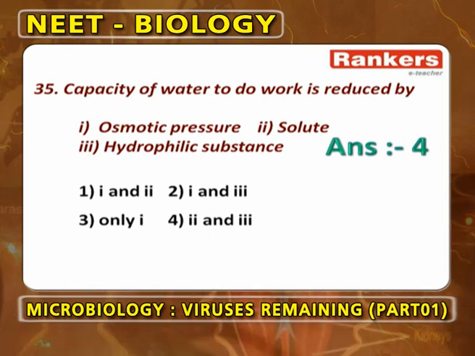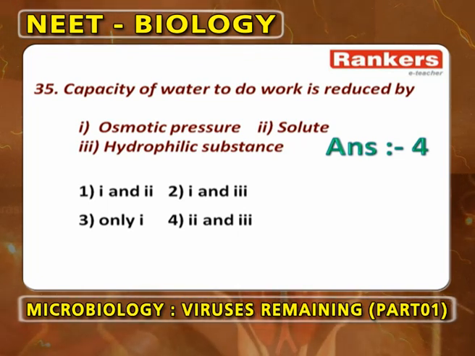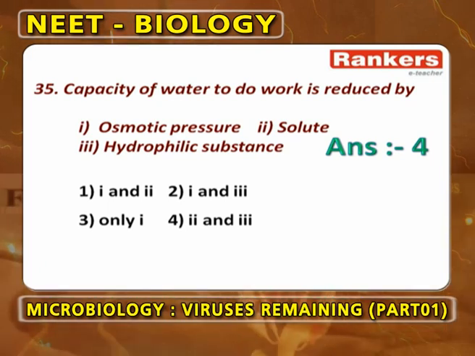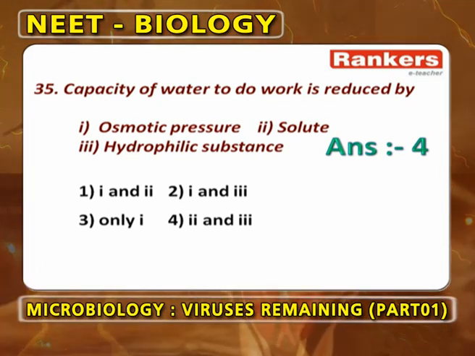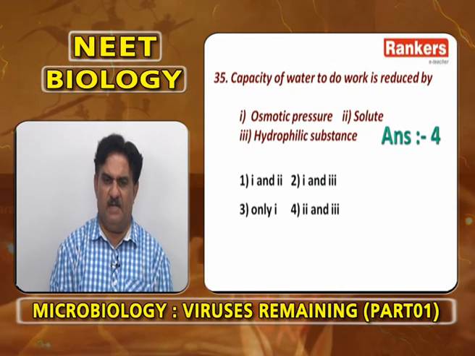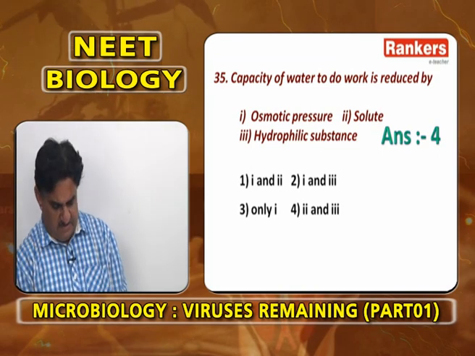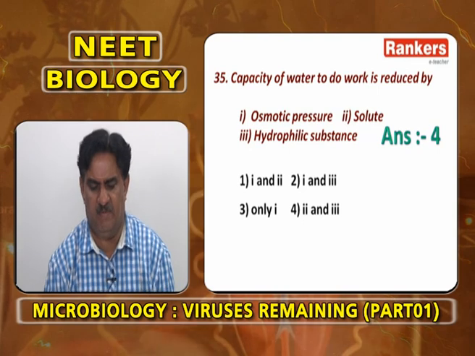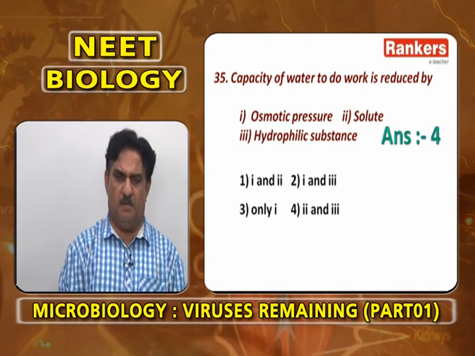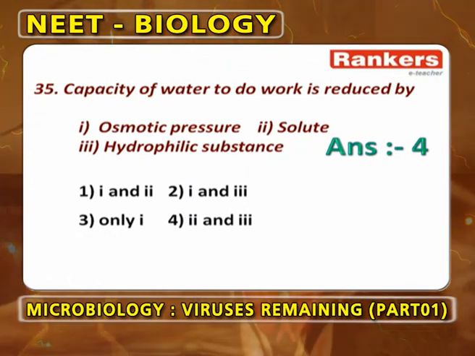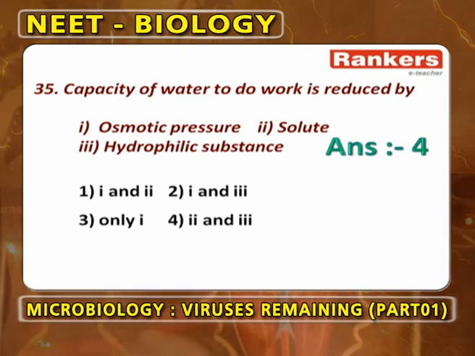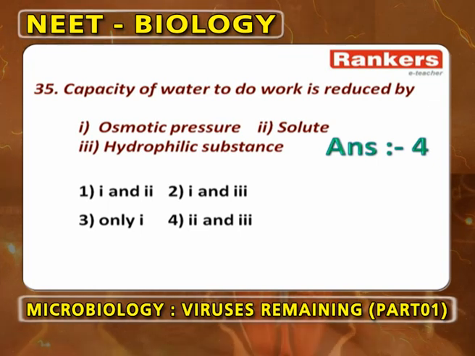Capacity of water to do work is reduced by? Capacity of water to do work depends upon the free energy present in it. When you add some solute and increase its concentration, its capacity decreases. What is a matric component? Whenever it is added to water, it absorbs water at the surface level because of hydrophilic colloids. It does not dissolve in water, but decreases the free energy. So, whenever free energy is decreased by adding hydrophilic substances, the capacity of water also decreases, because the capacity of water depends upon the free energy of water.